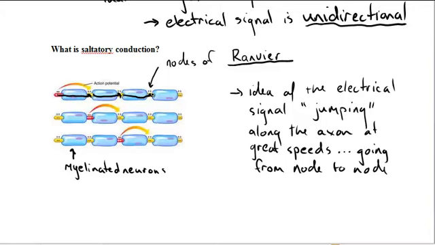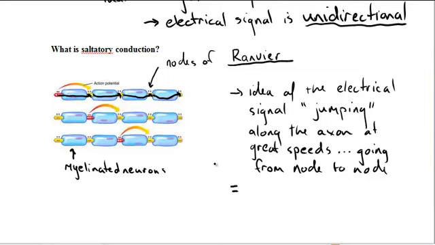But those of you who play sports, you'll understand this concept. Your coach has probably told you, pass the ball, don't run with the ball, because the ball will move much faster if it jumps from player to player as opposed to if we physically run it from one player to the next. It's the same with the electrical signal. It'll move faster if it jumps from node to node than if we go through every single channel along the neuron.